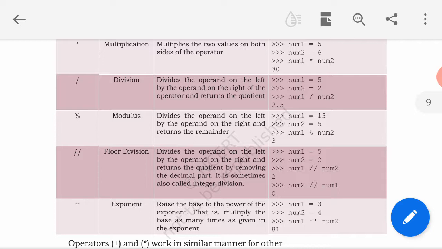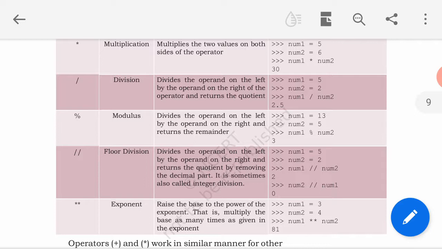Next operator is floor division. Floor division divides the operand on the left by the operand on the right and returns the quotient by removing the decimal parts. Means it will give you the whole number as the answer or the output. For example, num1 is having value 5, num2 is 2. Then floor division it will give 2 instead of 2.5.